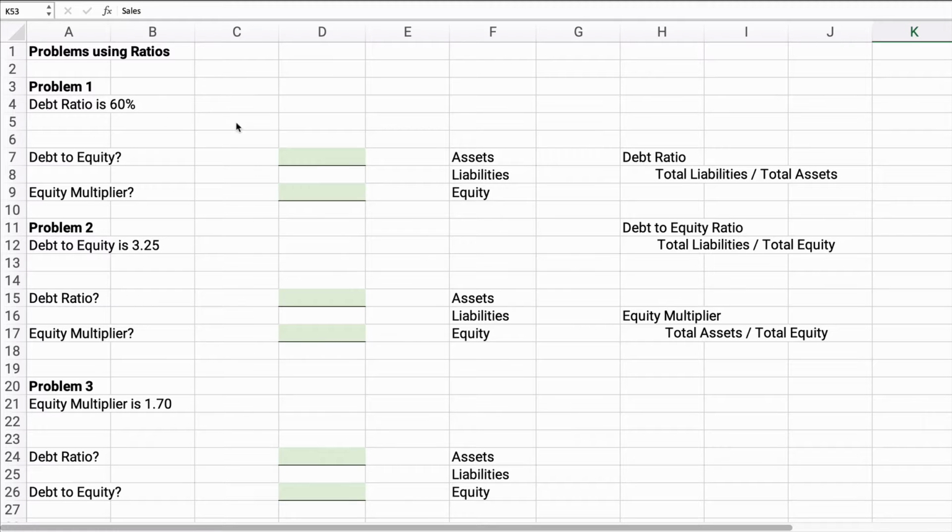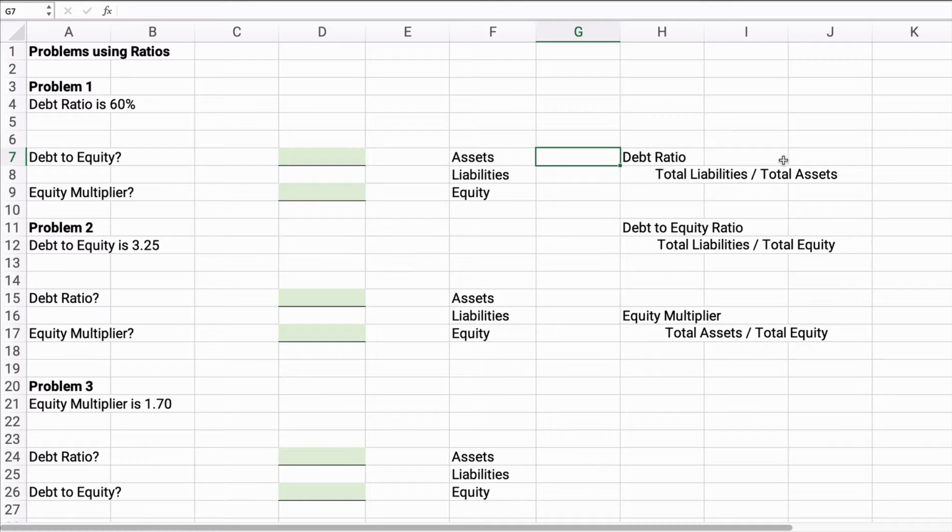We have the debt ratio is 60%. So what is the debt to equity, and what is the equity multiplier? Well, there's not any information on this problem except, hey, the debt ratio is 60%. So here's what I'd recommend that you do. I would just create a little problem over here that shows this.